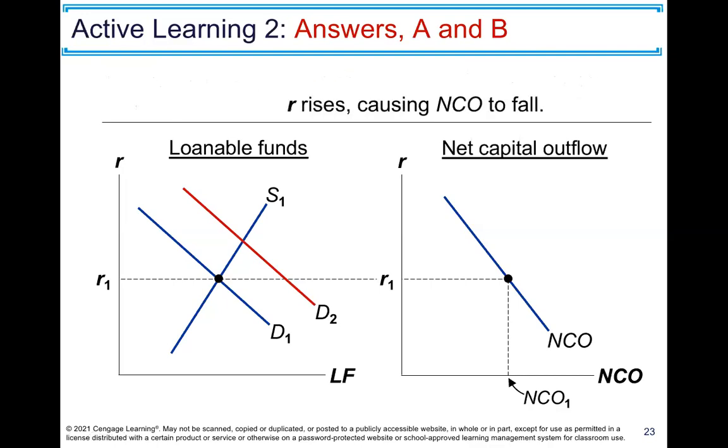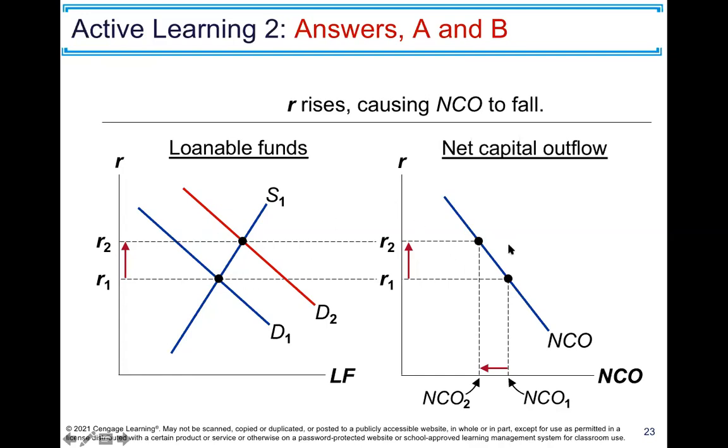As a result, what happens? The equilibrium interest rate rises, right? Because demand increased, but supply hasn't increased, supply is still the same, and as a result we're going to have an increase in interest rate to balance the increase in demand and non-increase in supply. So we have an increase in the interest rate, so that feeds into our net capital outflow graph.